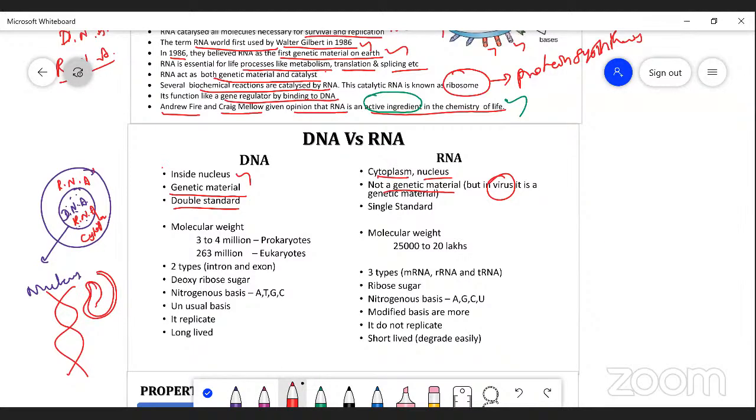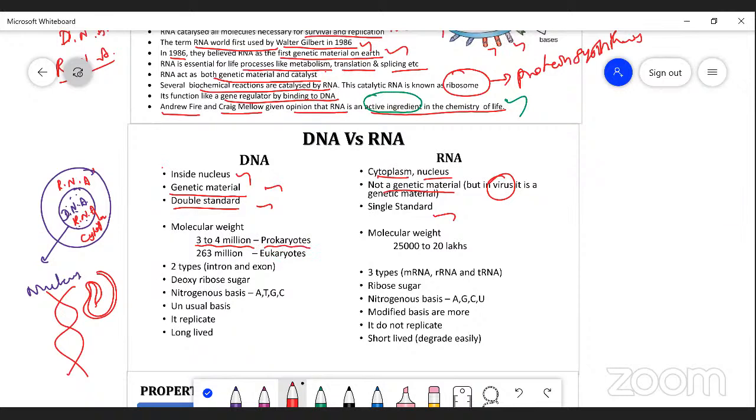RNA is single stranded. So next, third point: double stranded, single stranded. Next one, molecular weight. It is not given in your book, but it is important for the NEET exam. So molecular weight: 3 to 4 million in prokaryotes.